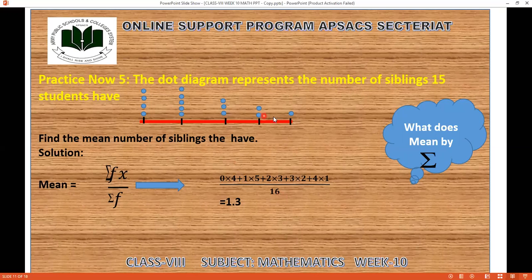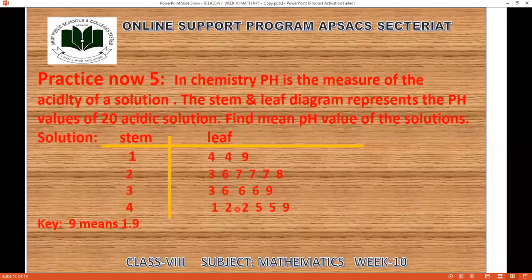And the total dots, you can count all these dots, are 16: 4, 5, 9, 10, 11, 12, 13, 14, 15, and this one is 16. And by dividing, we got 1.3. Okay, so let's move to the next.